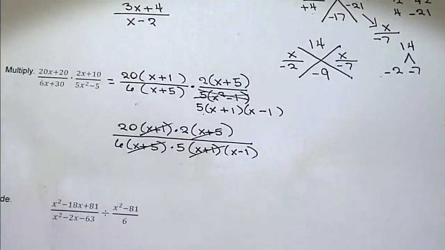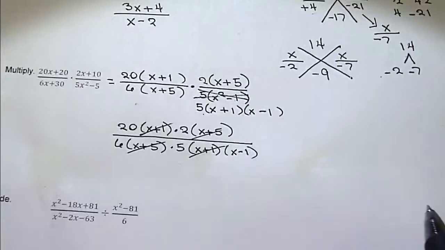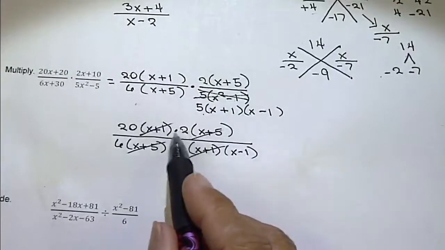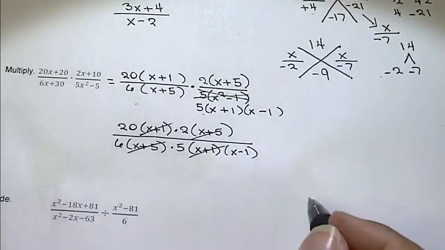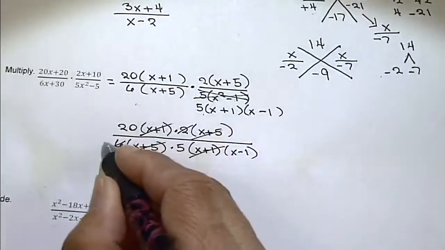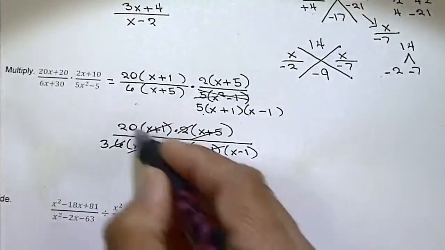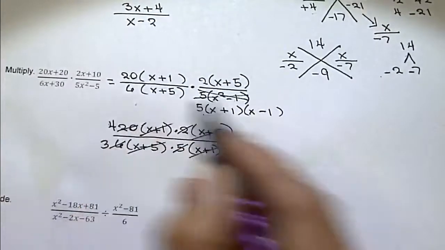Now I can start the numbers, because I can't do anything with this x minus 1. It's going to stay there. But I can start reducing however I want to. I'd probably take this 2 and divide both of these by 2. It leaves me with a 3. I'd take the 5 and 20 and divide both of them by 5. That leaves me with 4.